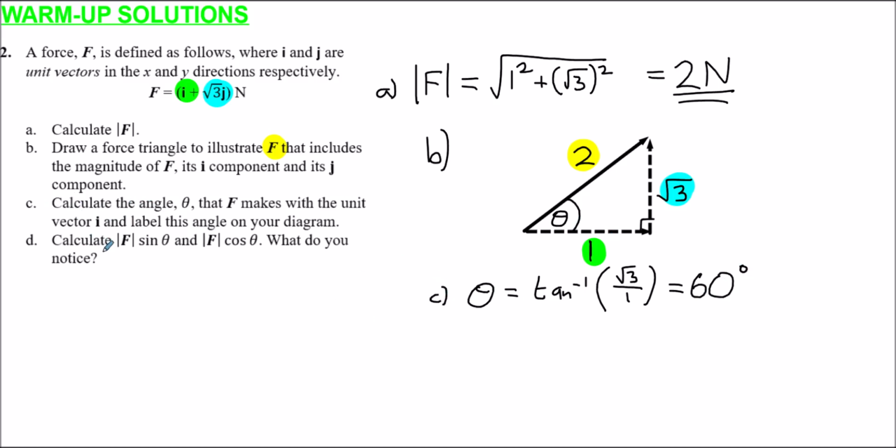Now D, this is the crunch. So D, it says calculate the magnitude of F multiplied by sine theta, which we just worked out, and magnitude of F multiplied by cos theta, which we just worked out. Then it asks, what do we notice?